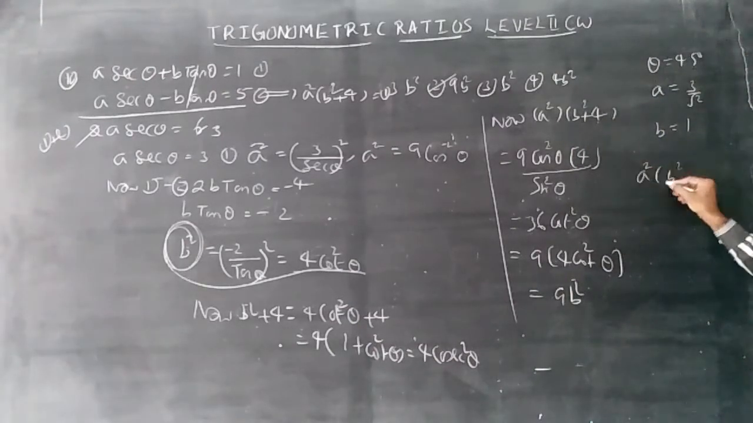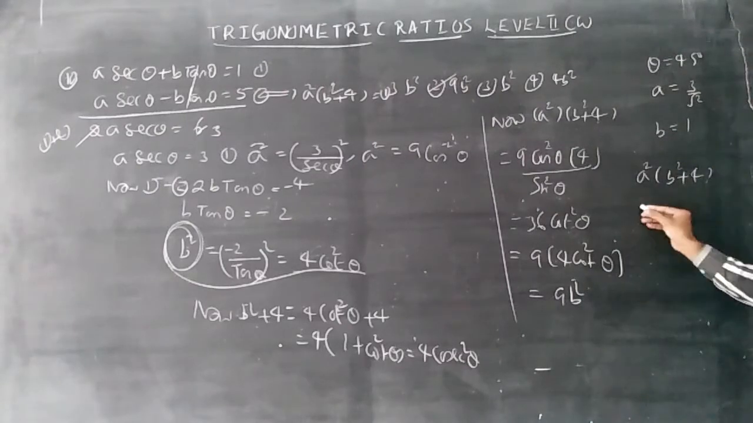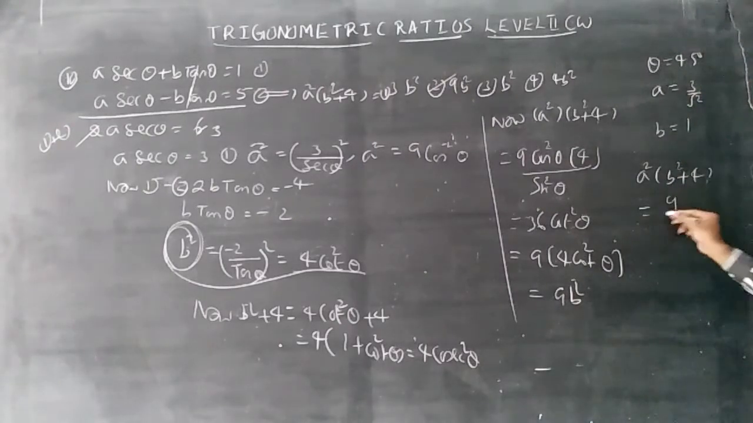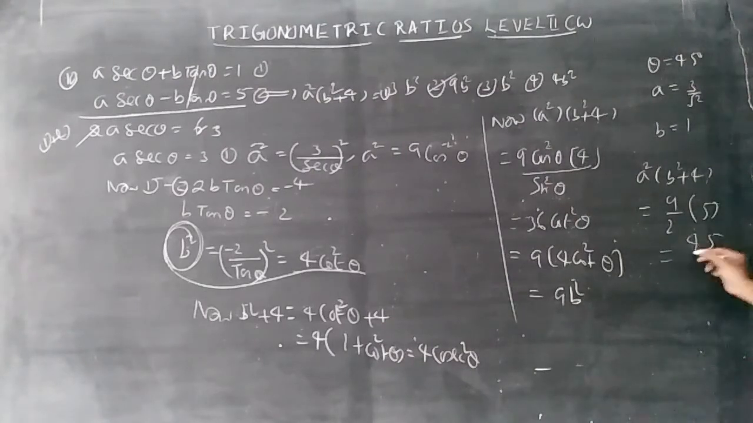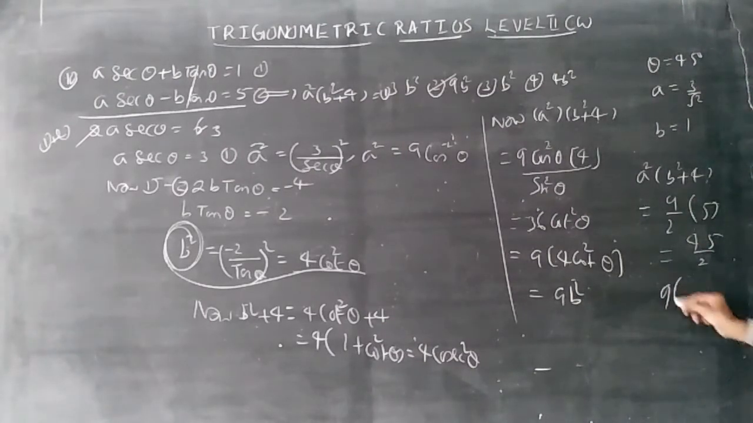Now what is he asking? A square into B square plus 4. A square means 9 by 2. 9 by 2 into 5, because B square is 1. 45 by 2. 9 B square you can get.